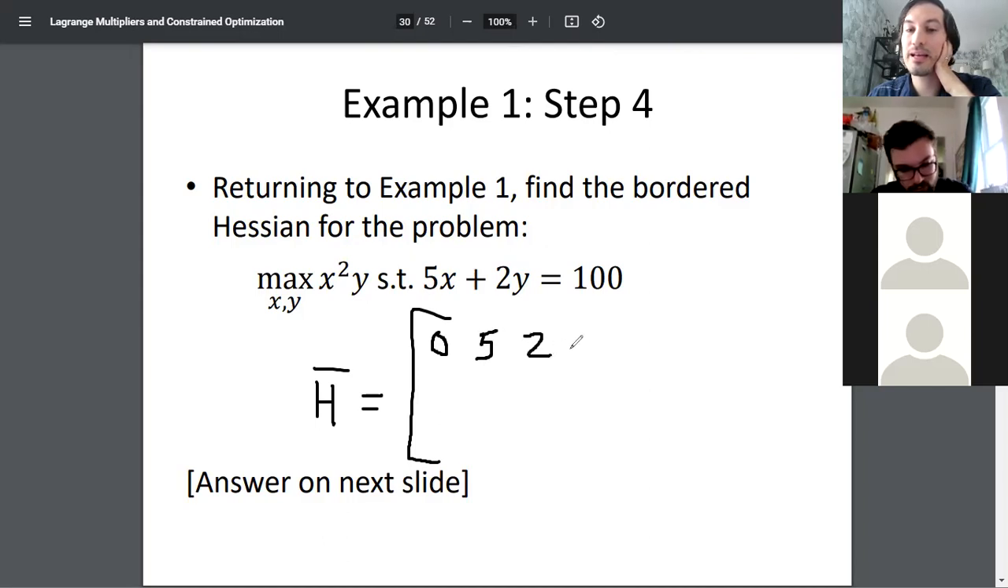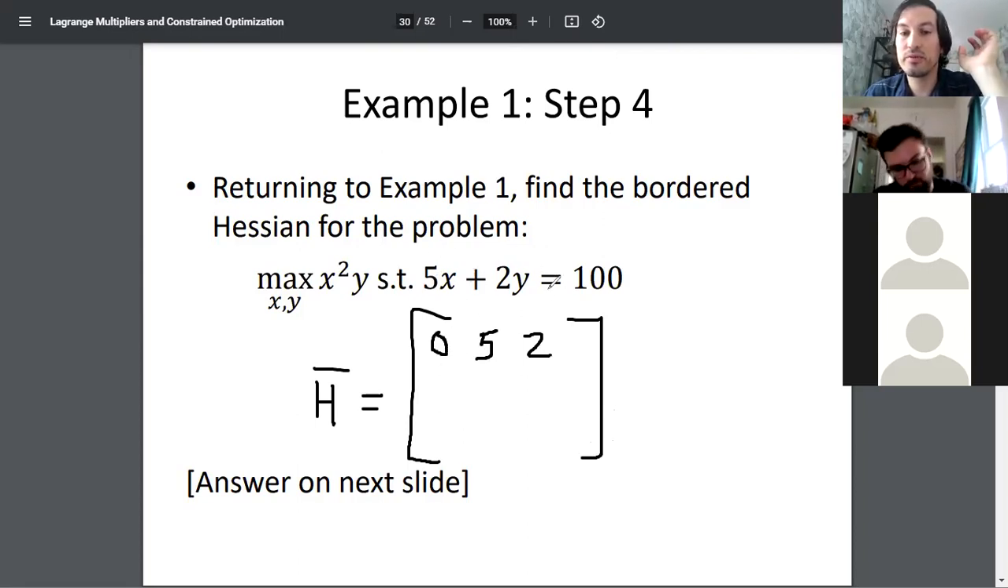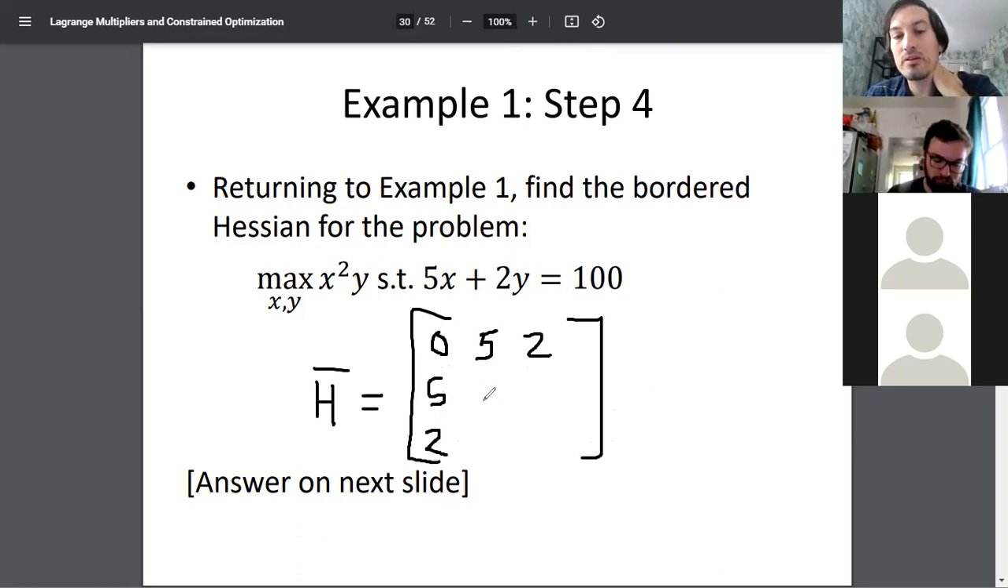You guys see how we got that? The 0 is just always 0. 5 is the derivative with respect to X. 2 is the derivative with respect to Y. He's correct. And we know it's symmetric, so we can put that 5, 2 down here as a column as well. How about here? What goes in the center of this matrix?